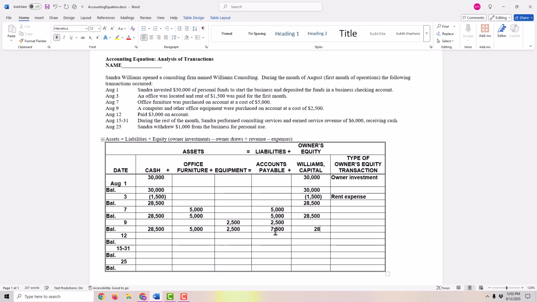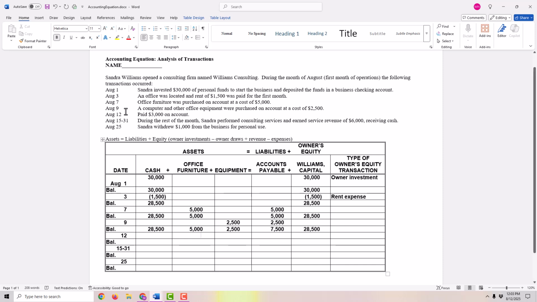And then of course I would just bring down the capital balance of 28,500. And if I were to add these two numbers on the right, I would get 36,000 as the total on the right side of the equation. So the left and the right side of the equation still equal at this point.